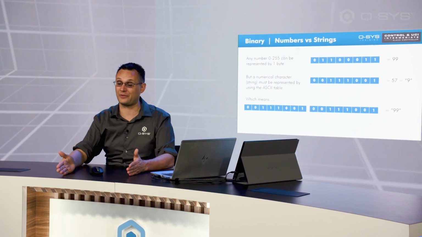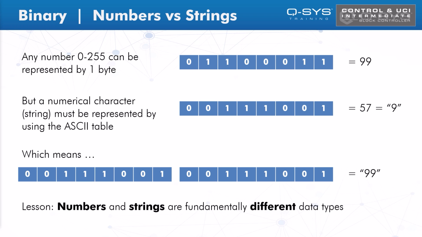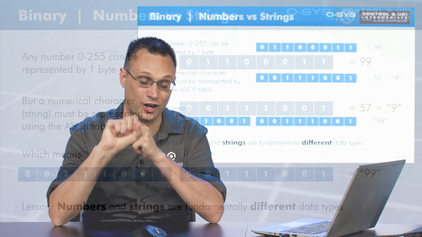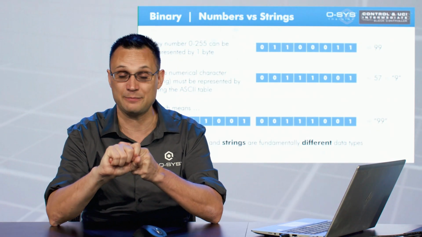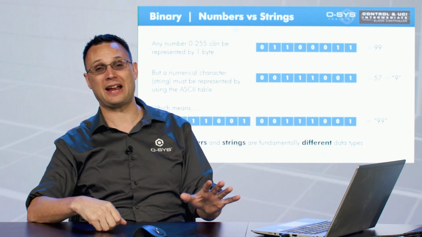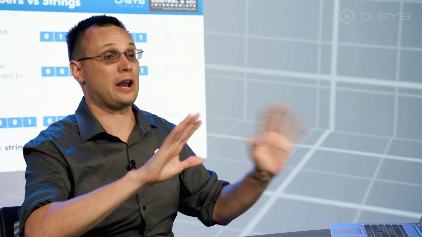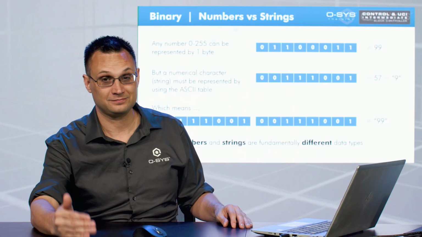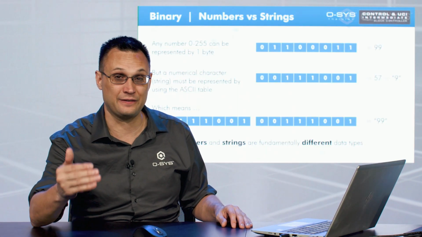The reason you need to care about this is fundamentally just the knowledge that numbers and strings are fundamentally different data types. They are just not the same. Whether or not you want to dive deep into binary and really understand everything about ASCII tables and decimals and all that kind of stuff, I don't care. What I need you to care about is that these are different types of information.